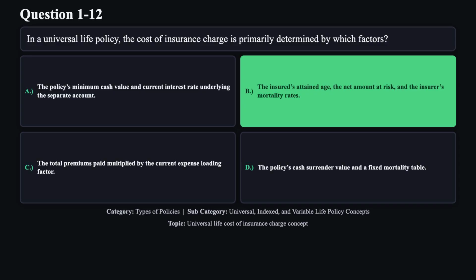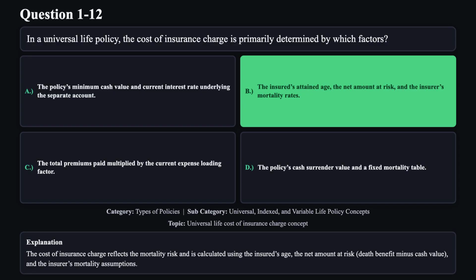The correct answer is B. The cost of insurance charge reflects the mortality risk and is calculated using the insured's age, the net amount at risk, death benefit minus cash value, and the insurer's mortality assumptions.